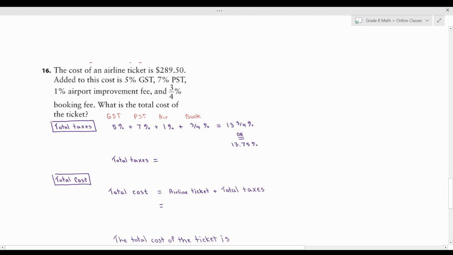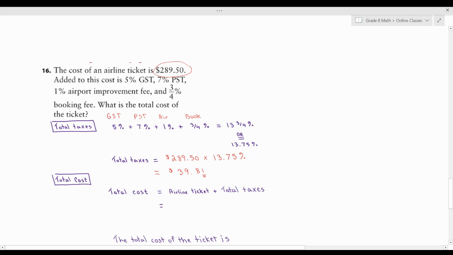So total taxes, I am basically going to now find what is 13.75% of that ticket price, so the $289.50. So I'm going to calculate $289.50 times 13.75%. At this point, it's up to you. If you wanted to change this to a decimal first and then multiply it, go ahead. But again, try your best to use your percent button, especially when you have questions like this, right? So when you calculate that, you got to be careful. We are talking about dollars and cents. So this will be $39, and it'll actually round to 81 cents.